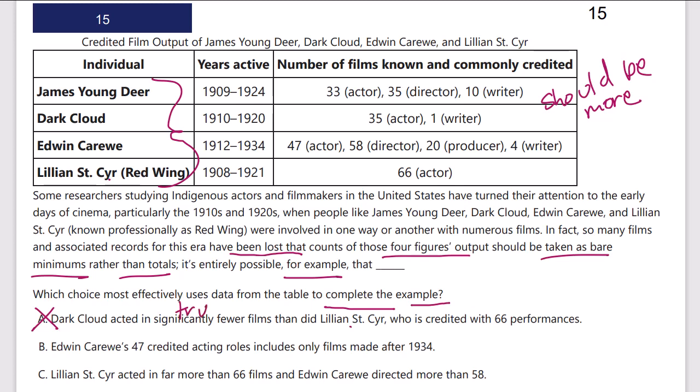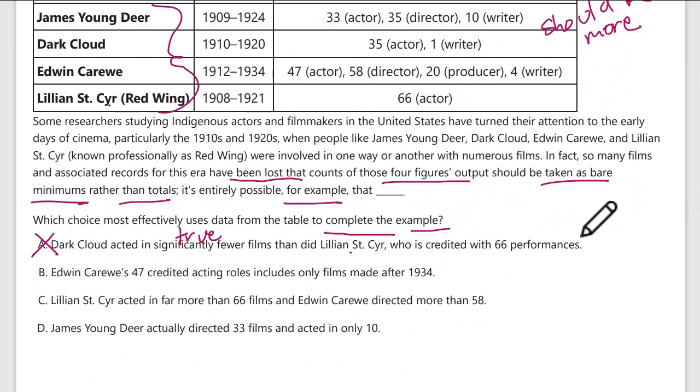So this is a typical wrong answer on the data quantitative questions with tables and charts. It's true, but it doesn't answer the question. Edwin Carewe's 47 credited acting roles included only films made after 1934. We'd have no idea. No, it's not true. This one's simply not true according to the table, so that can't be the right answer, because his 47 acting roles were before 34, according to the table.